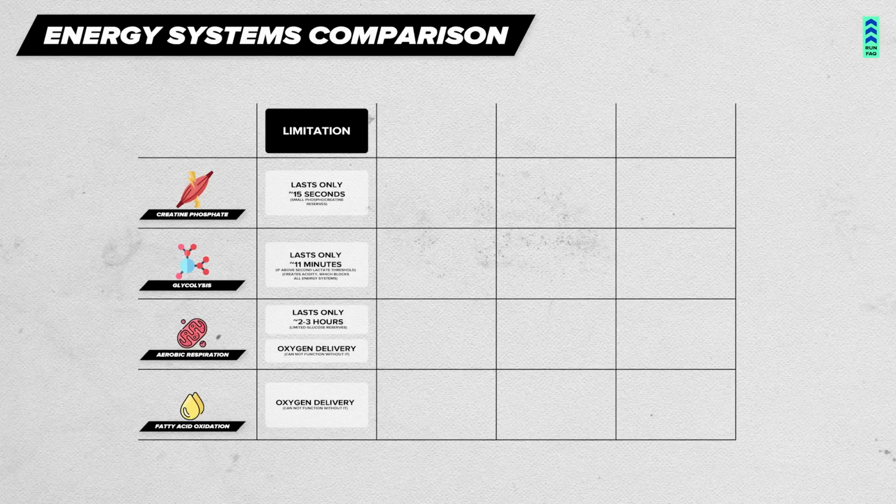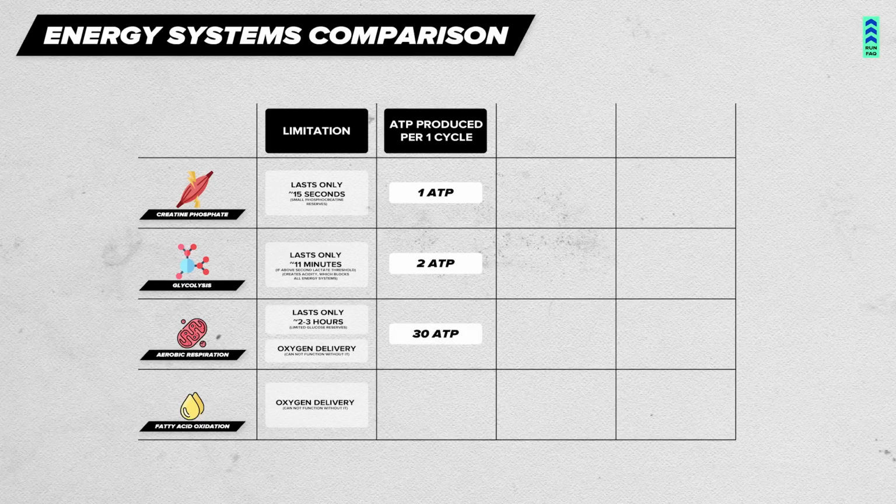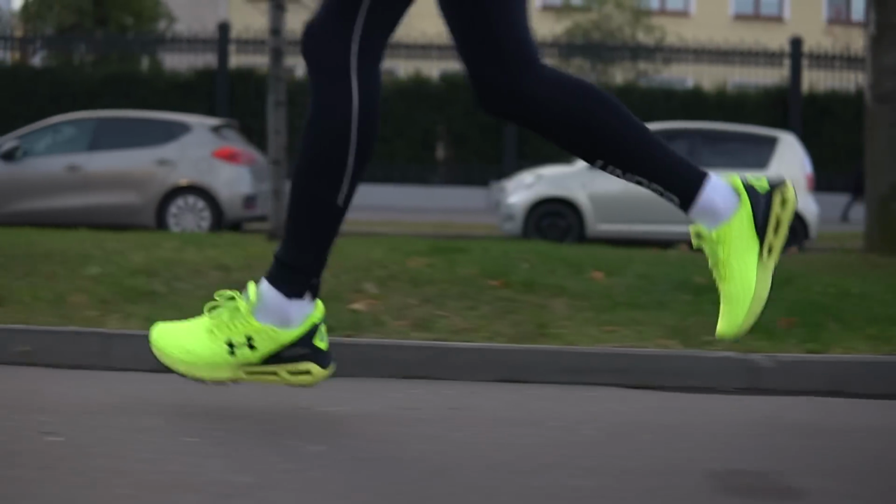However, it is more important how much we produce. Per one cycle, we get 1 ATP with the creatine phosphate system, 2 ATP with glycolysis, roughly 30 ATP with aerobic respiration, roughly 106 ATP with fatty acid oxidation. So you clearly see that fat is the most energy-rich process. People with a lot of fat have higher energy potential.